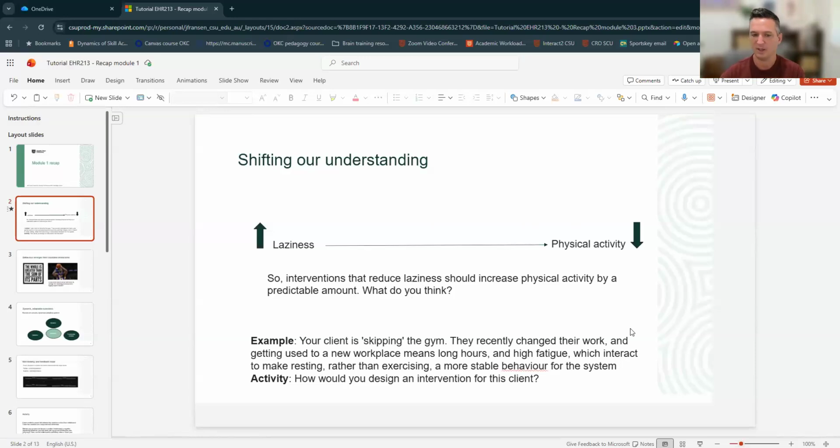So a good example here is imagine that we would have laziness on one side and physical activity on the other. And this is a very commonly formulated argument by people, right?